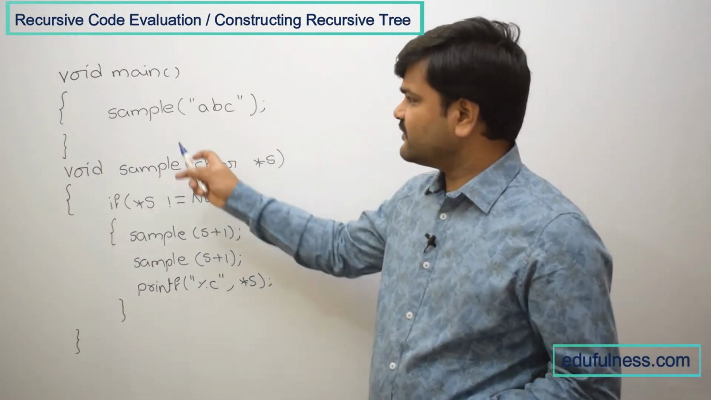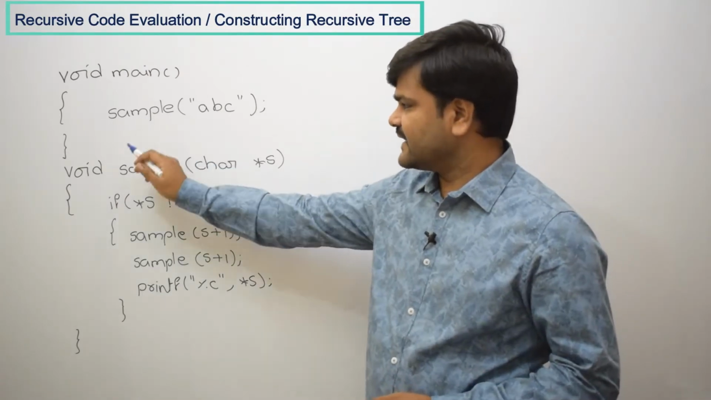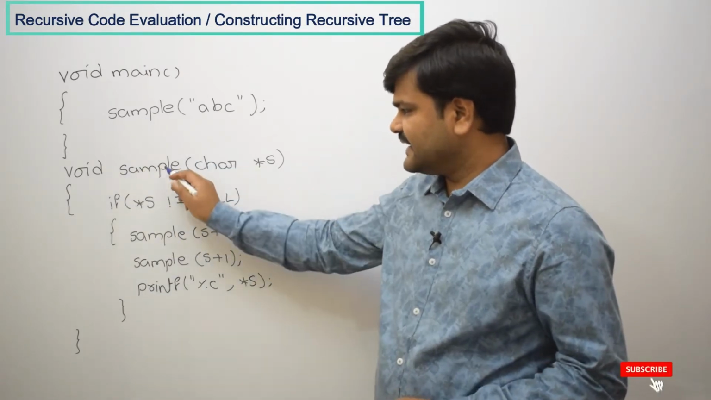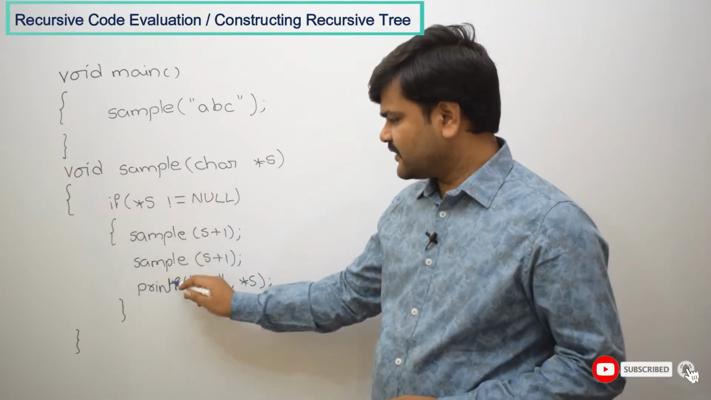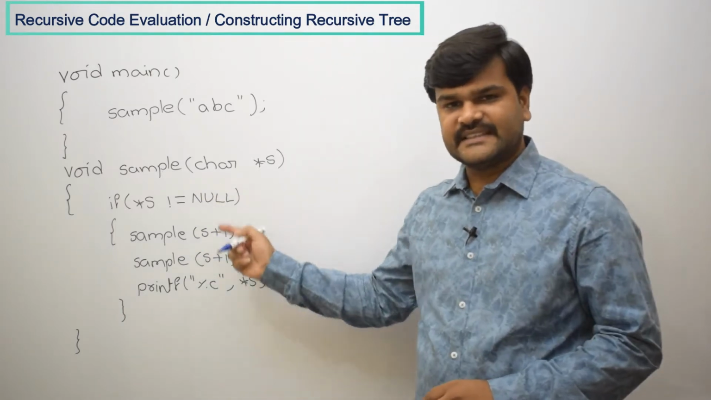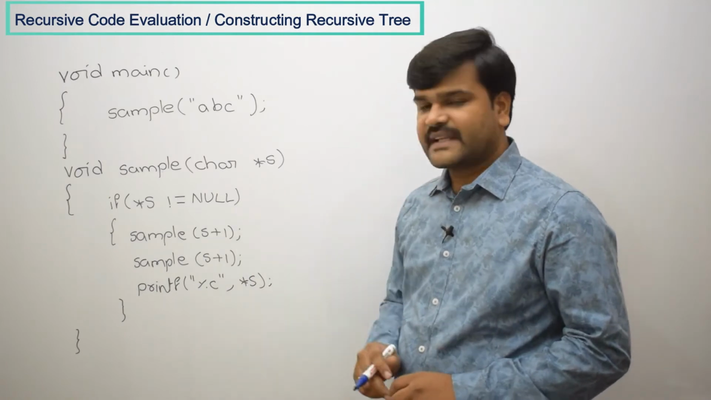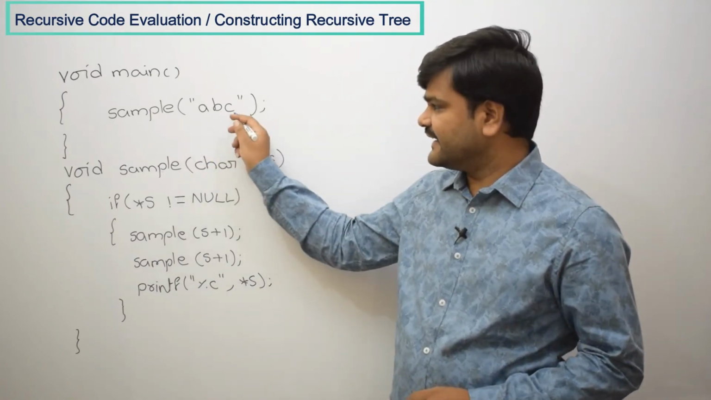So here if you observe, we have a main function and it is calling some other function, sample, and in the sample function it is calling itself. It is calling itself 2 times, so that is why this is a recursive function. So what is happening here? It is passing some string here.